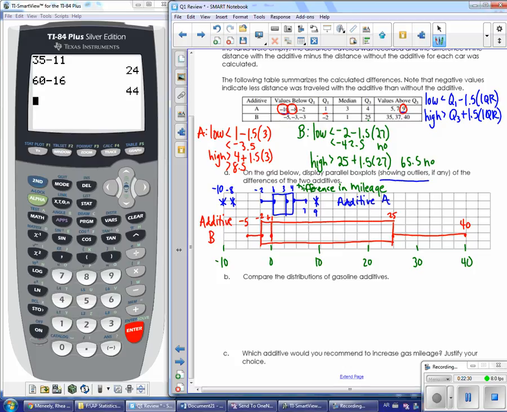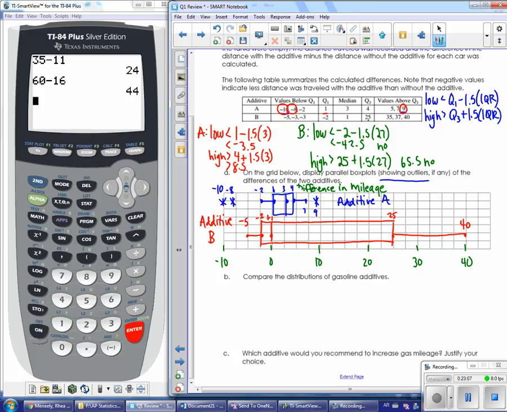But the ranges and the interquartile range of the two distributions are very, very different. Additive B has a much larger spread. It's much less consistent. And sometimes a lower consistency is a good thing. In this case, I think having less consistency is a good thing, because additive B actually shows that you're going to get more miles out of the gas than additive A. And so in letter C, when it says which additive would you recommend to increase the gas mileage, I think it's pretty obvious that additive B would be better.